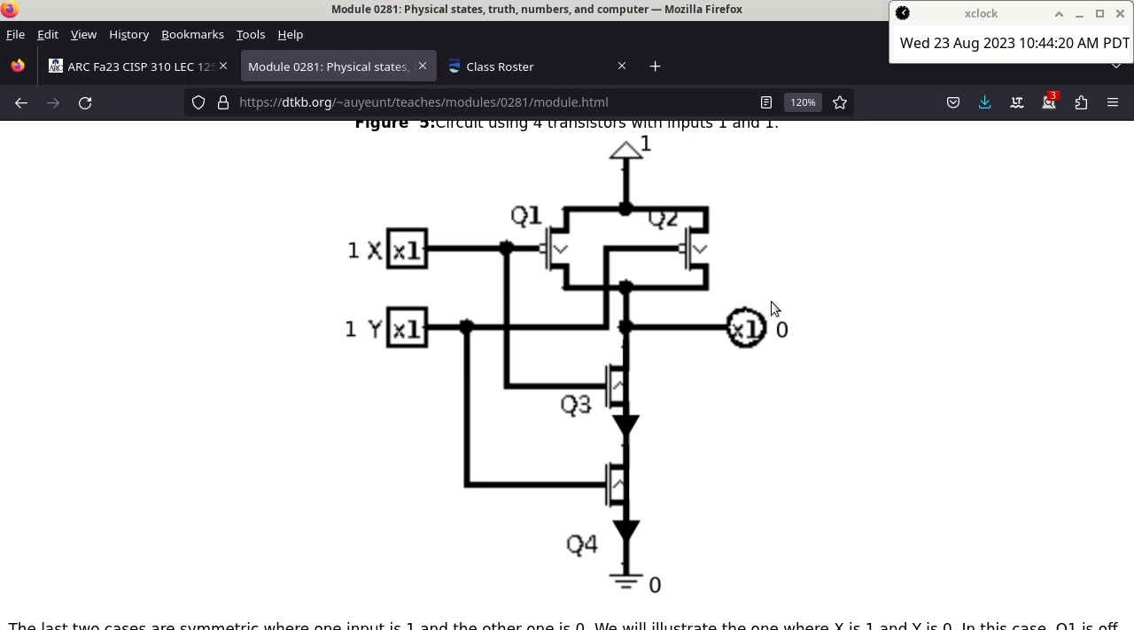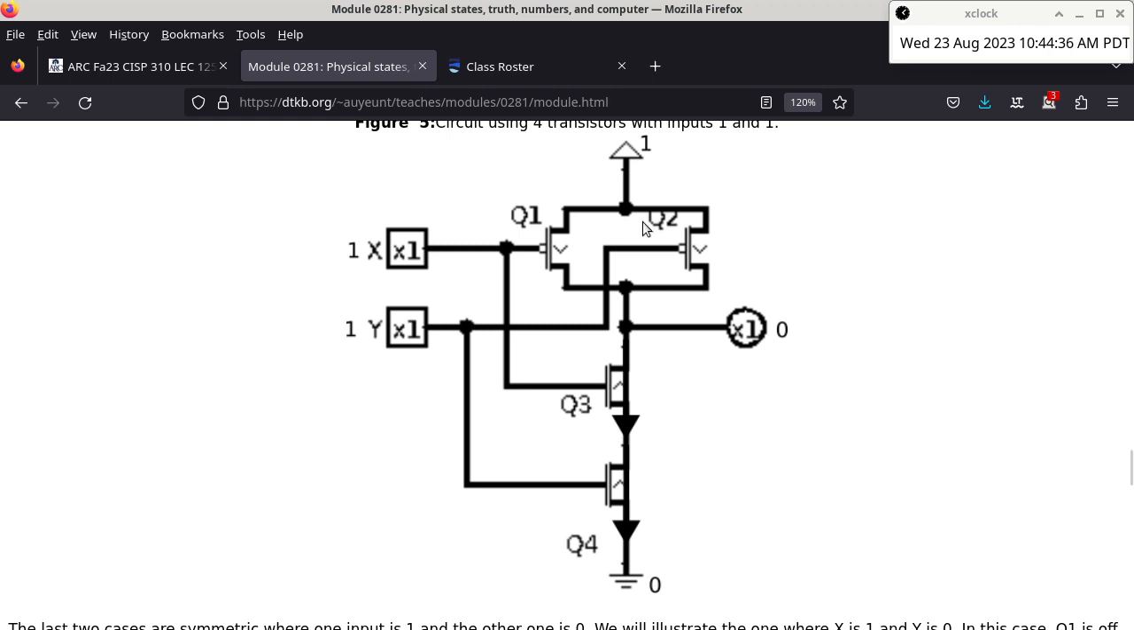All right. So with this one, we have 1-1. And when we have 1-1 as inputs, in this case, the Q1, Q2 are going to be off. So we do not have a single path from the output pin to the source of all the 1s.